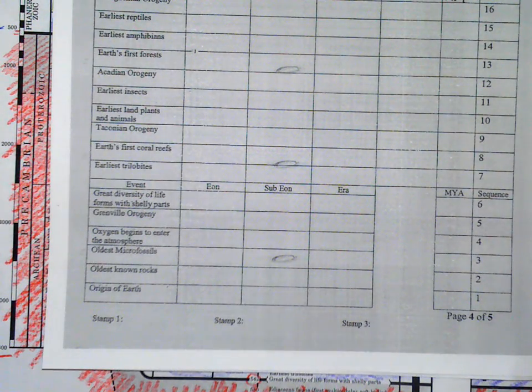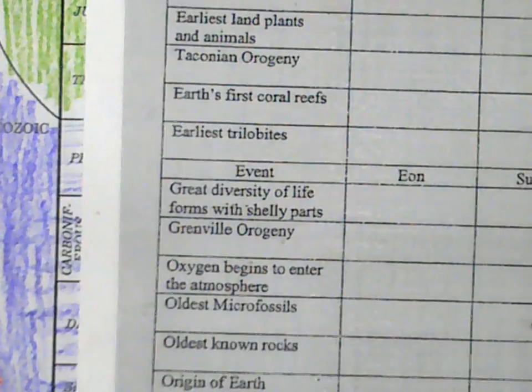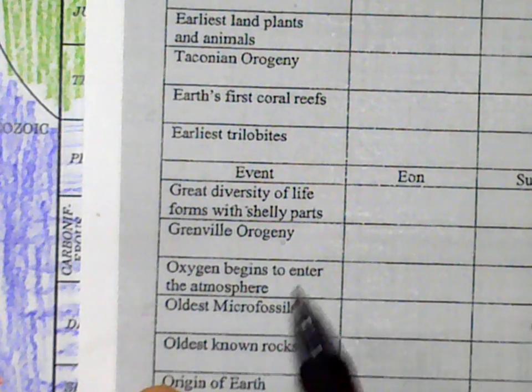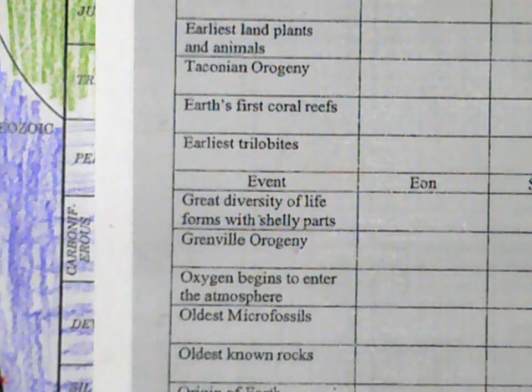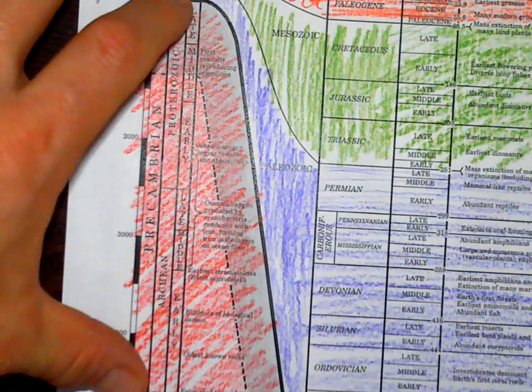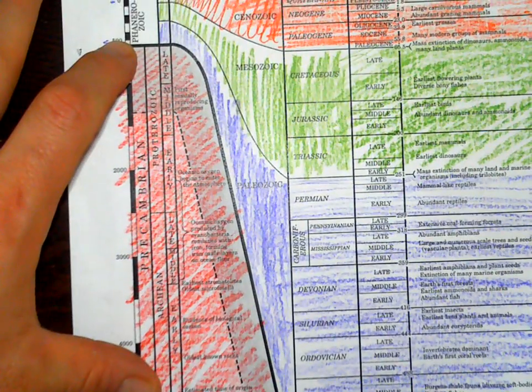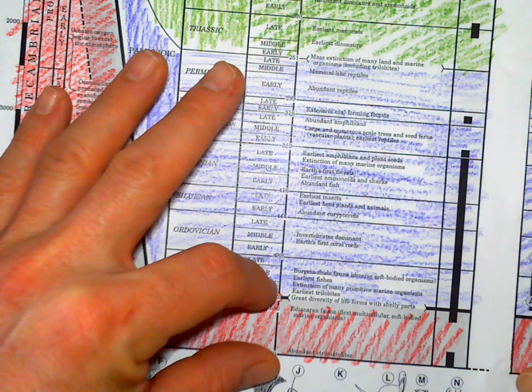So I'm going to pick one that was actually from your video that you watched on Edpuzzle. So let's do oxygen begins to enter the atmosphere. Okay? So where do I find these events? They are in one of two places. They're either in this area right here, below the thick line, okay? Or they're in this area down here in the gray, okay?